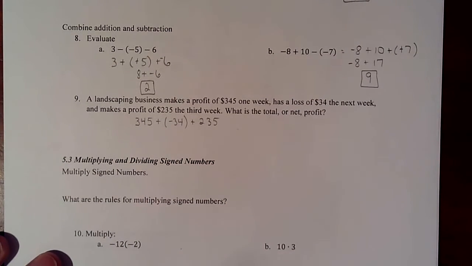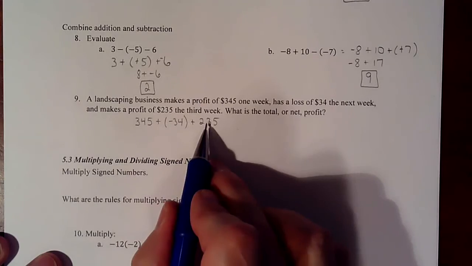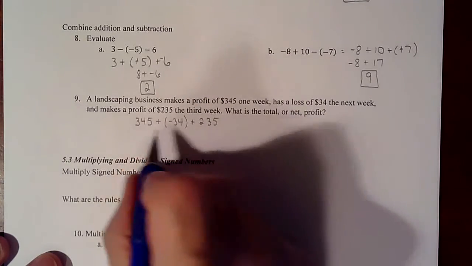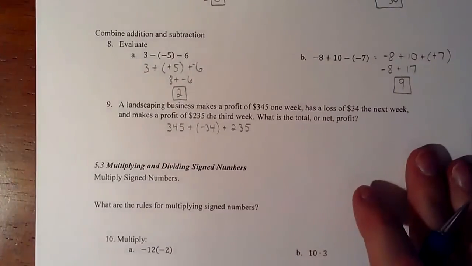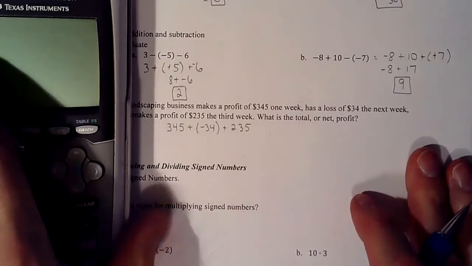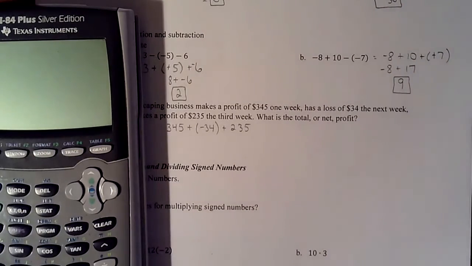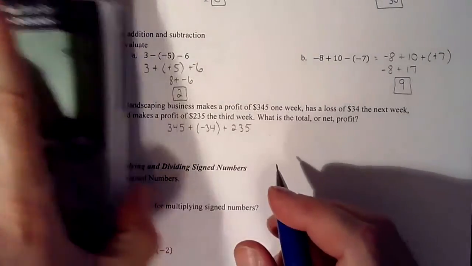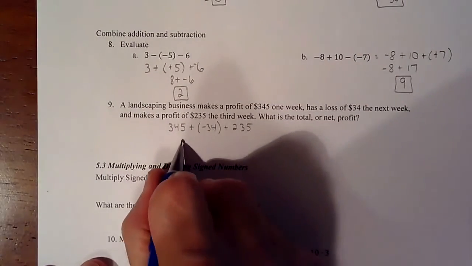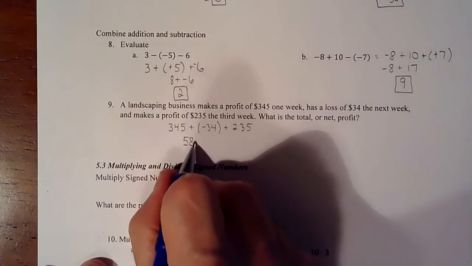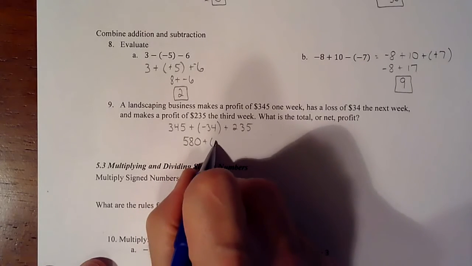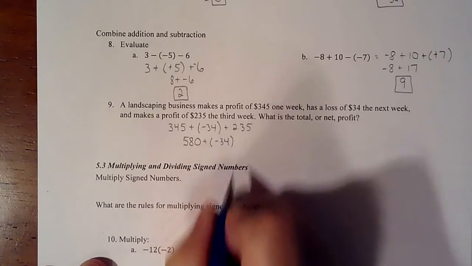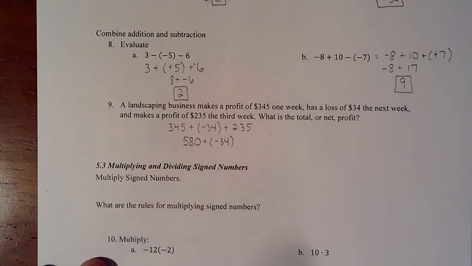If I organize this, I can put my positives together first. 345 plus 235 gets me 580. So I should be getting a $580 total profit, but the second week we lost money.